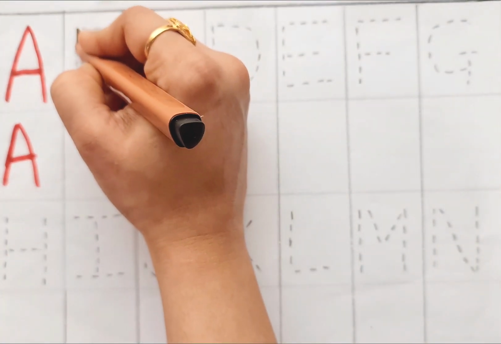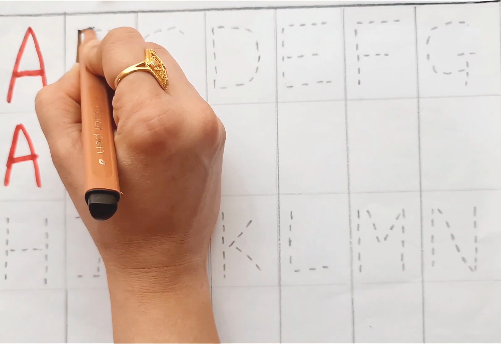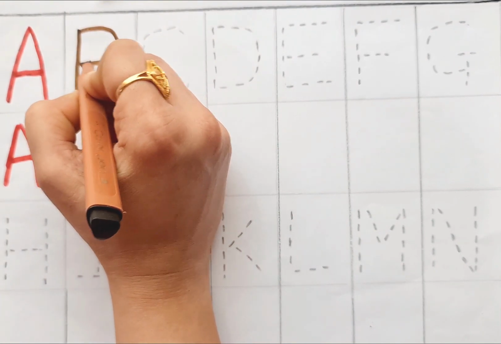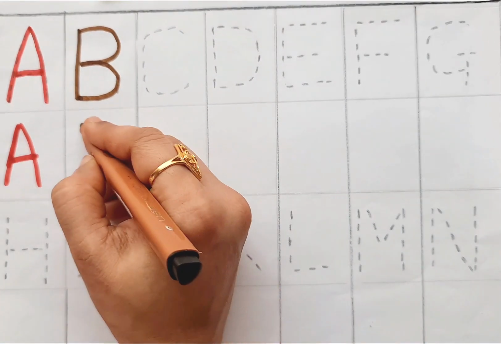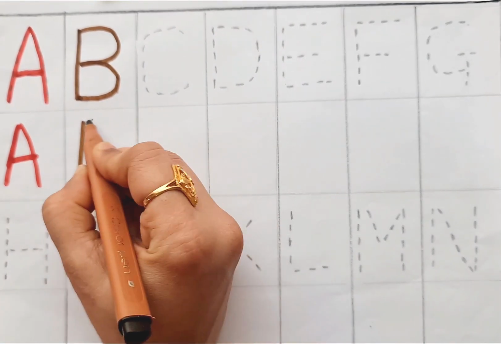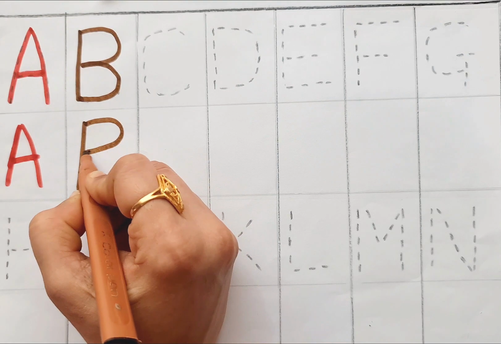Brown color. B. B for banana. B. B is for banana.